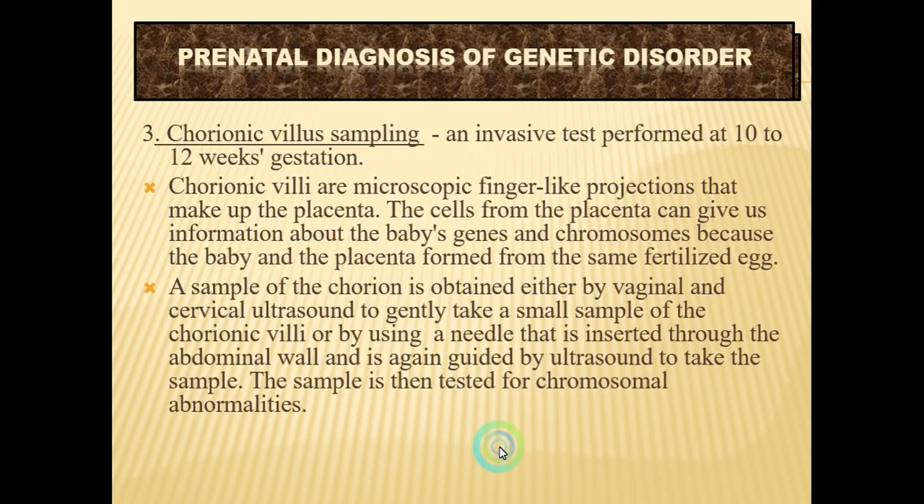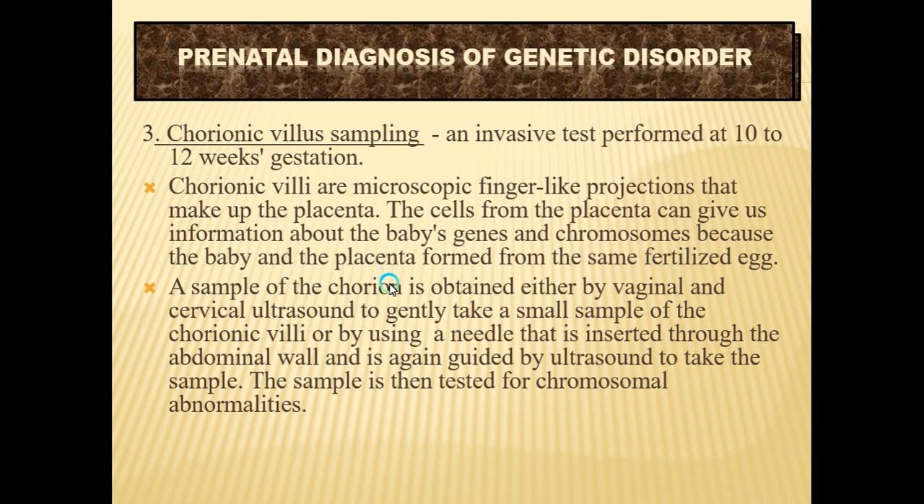Now the third test is called CVS, that is chorionic villus sampling. It is an invasive test done between 10 to 12 weeks of gestation. What are chorionic villi? Chorionic villi are microscopic finger-like projections which make up the placenta. The placenta is full of chorionic villi. The cells from the placenta can give us information about the baby's genes, because the baby and the placenta are formed from the same fertilized egg.